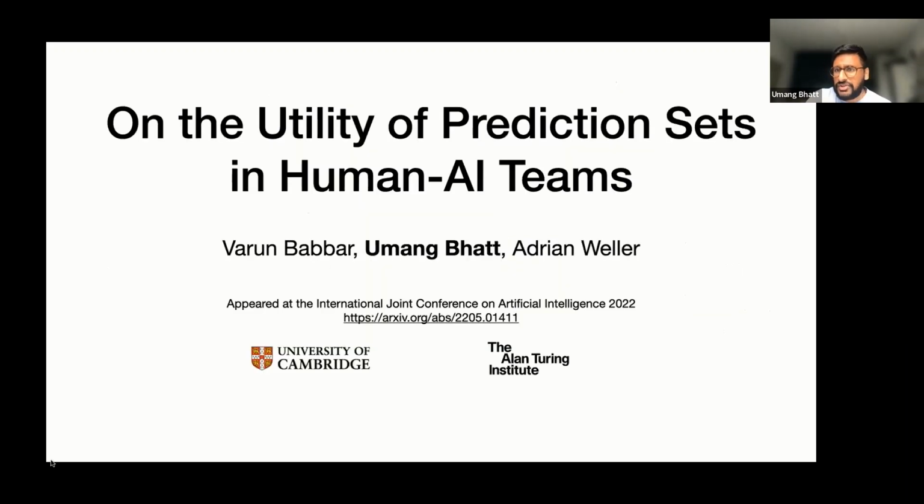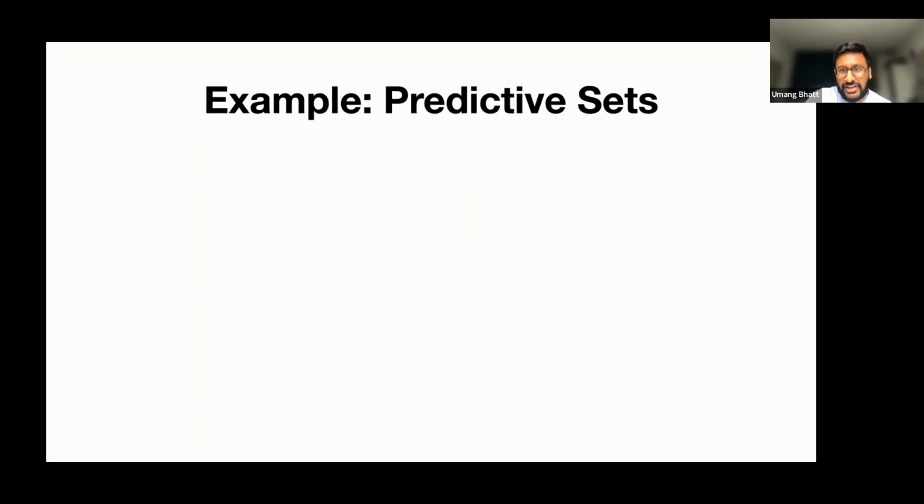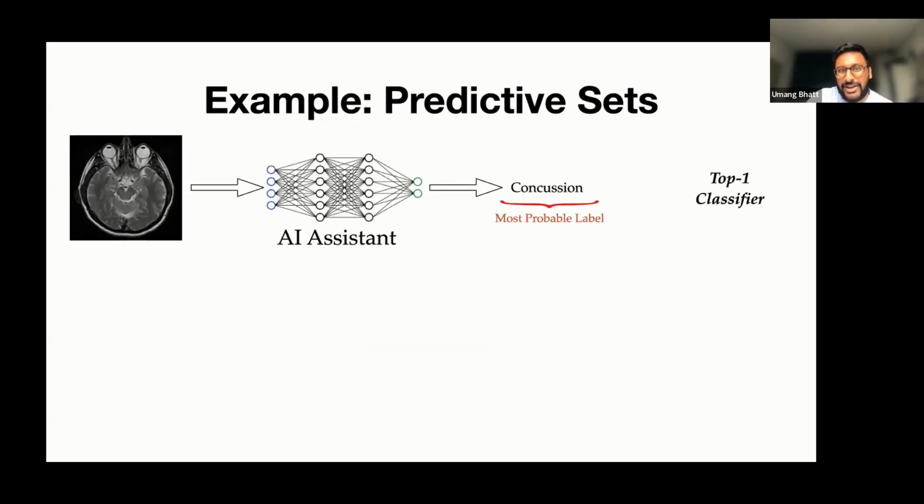We have also tried using uncertainty to build prediction sets. I'll quickly run through this. But what is a prediction set? I guess is the first question. Well, I might just have a radiology scan and I have some assistant, and I might just provide you with the most probable label.